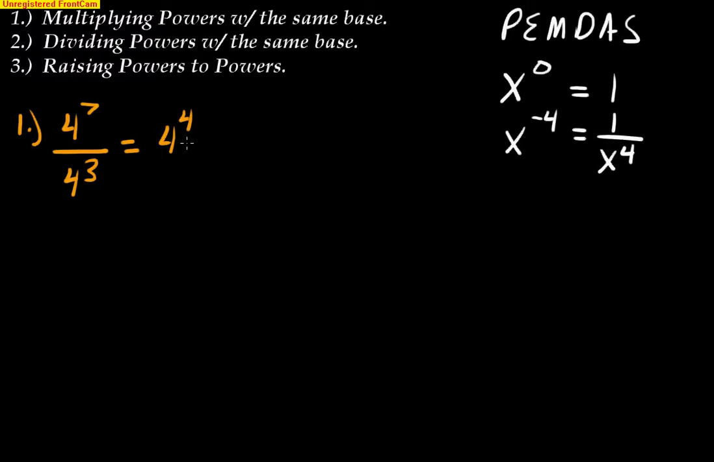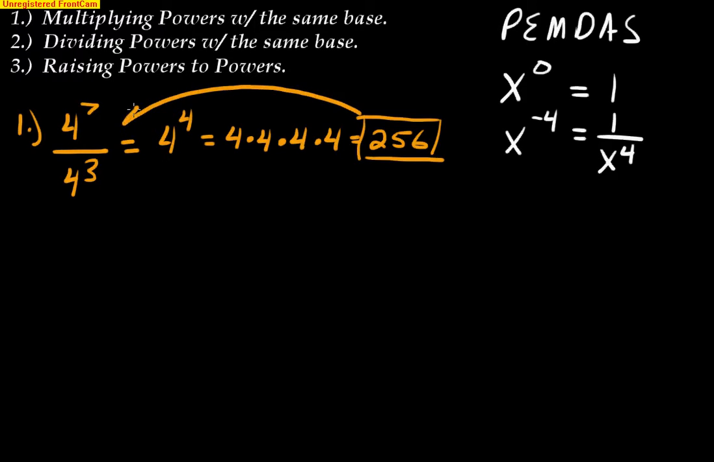Okay? And if you remember from earlier exponent exercises, 4 to the 4th power is simply the same thing as 4 times 4 times 4 times 4. Okay, so if you multiplied those out, you would actually get 256. Okay, so I'm going to put a little box around that one. Okay, so this is the simplified version of this. Okay, so pretty straightforward for the first one. Alright, let's look at the second problem.